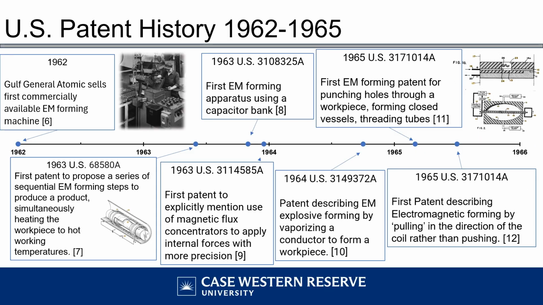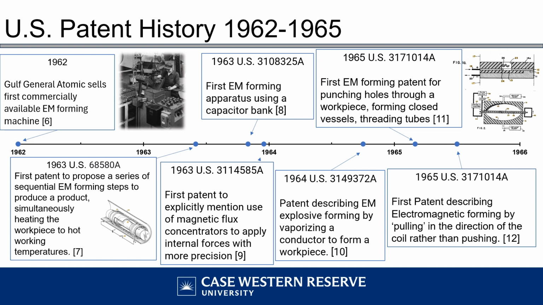Only 1 year after the first patent on EM forming was granted, Gulf General Atomics sold the first commercially available EM forming machine. A number of critical improvements to the basic ideas originally proposed by Harvey and Brauer were described before 1965, including use of sequential EM forming steps, simultaneously using induced currents to heat the workpiece, use of a capacitor bank to store charge, use of flux concentrators to more precisely apply forces on the workpiece, and EM forming by pulling rather than pushing forces.